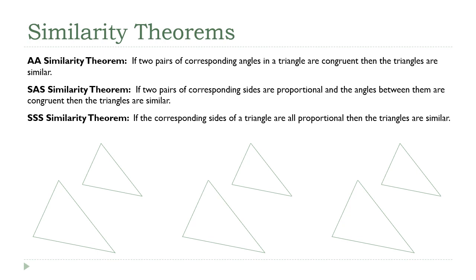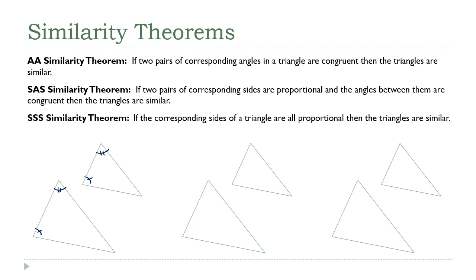So the first one, for example, the AA similarity theorem says, look, we don't have to actually show anything about the sides at all if we can show that we have two pairs of congruent angles. That's enough to show that the two triangles are similar.